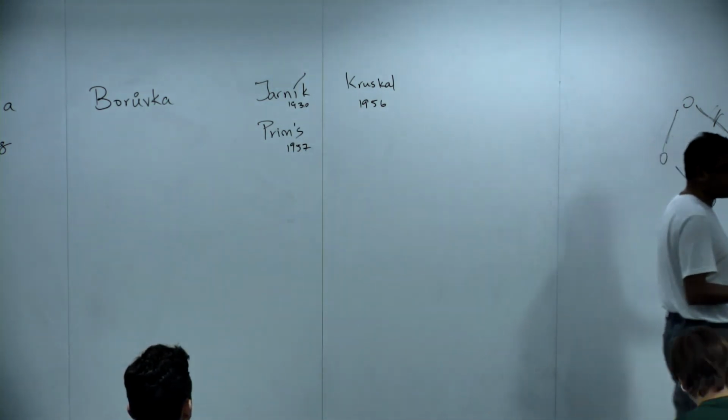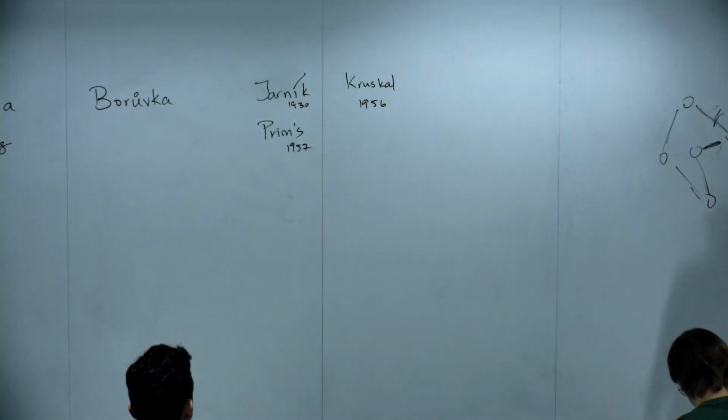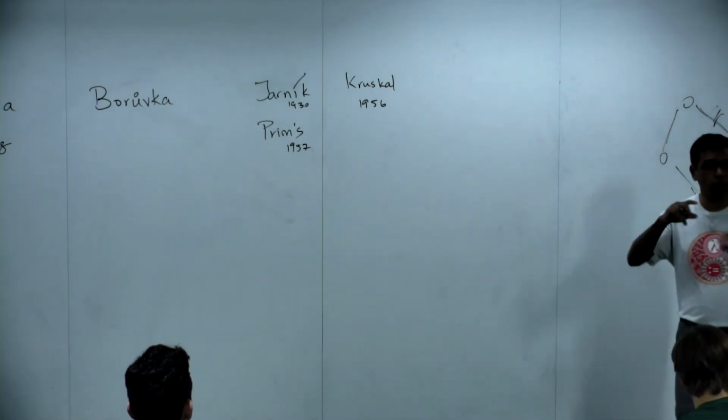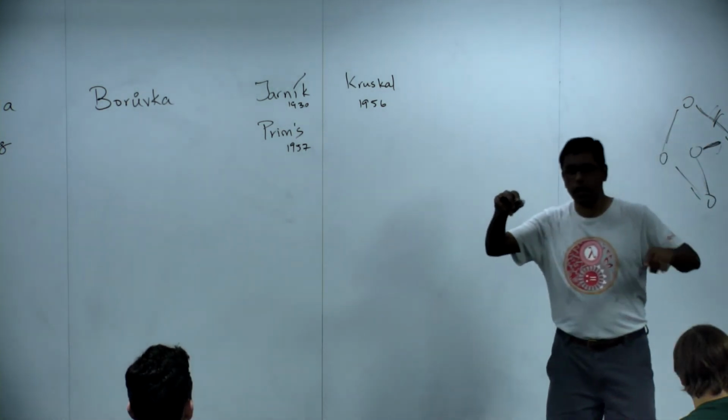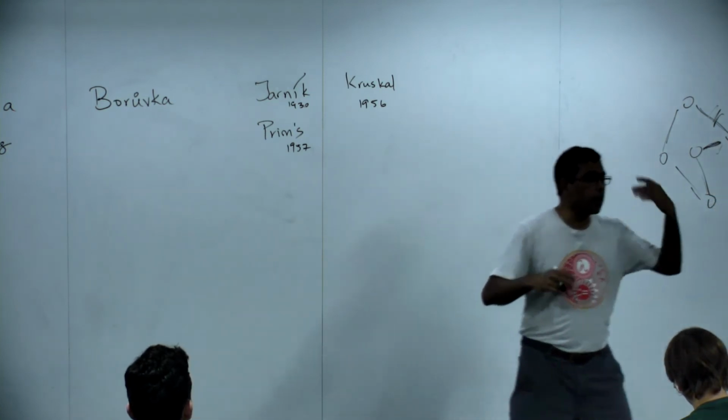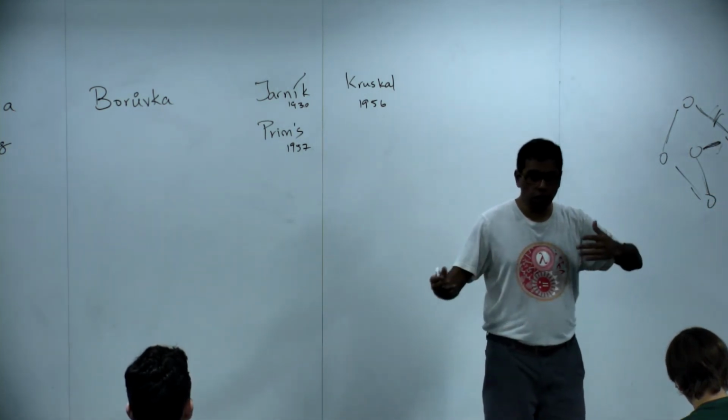Repeat. We take the next lightest weight edge. Well, should that be part of the solution? Same argument, right? If that's not part of the solution, ultimately we're going to create something spanning. Well, we can just remove something else and put that in, so we should include that. Next lightest weight edge, okay?